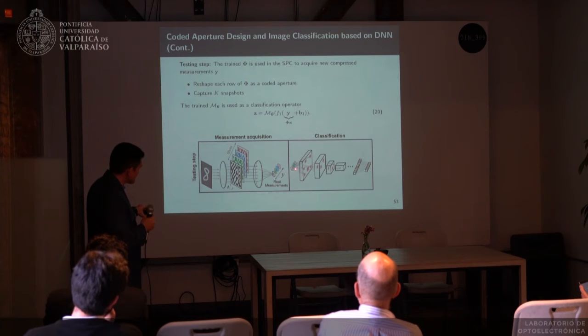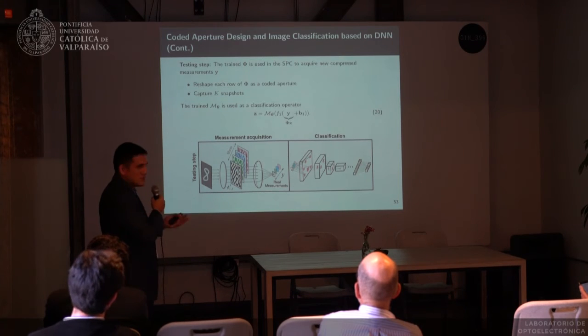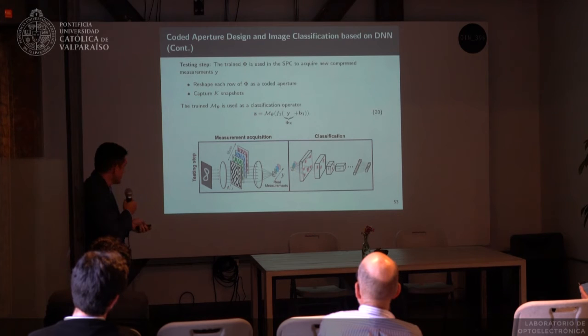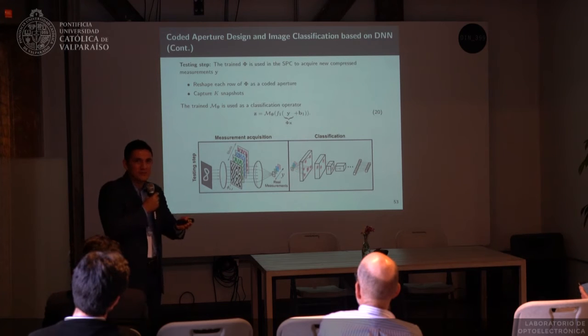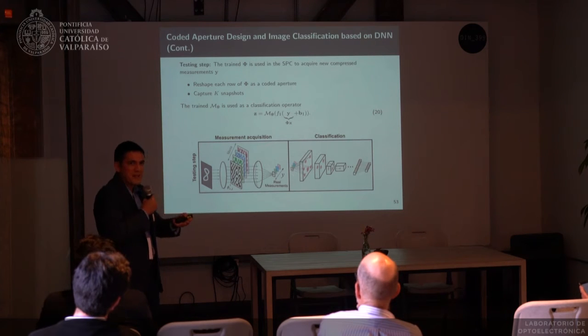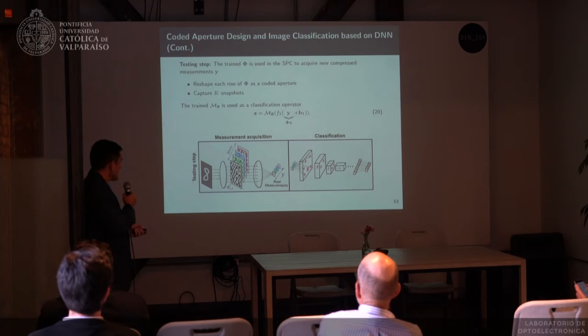And you put here your input, your compressive measurement, and this network can make the classification, the reconstruction, whatever you want. But the nice part is that the layer that you remove is your codification, your code aperture. You can go to your lab and you can implement that in hardware.